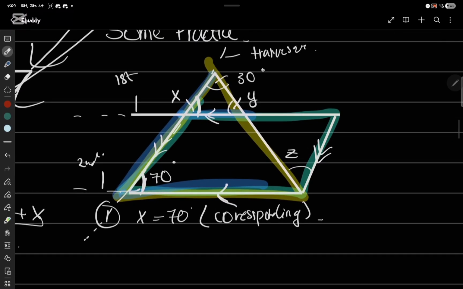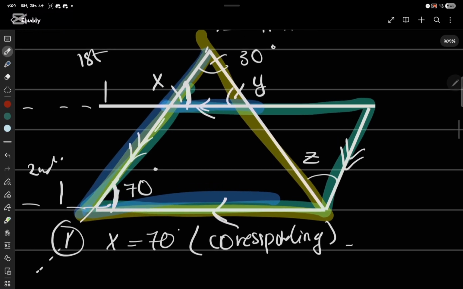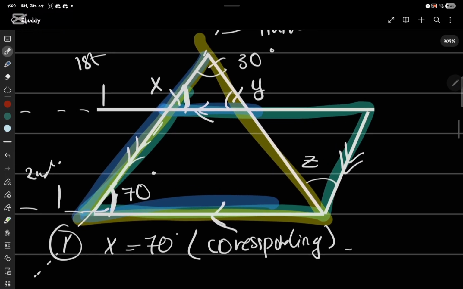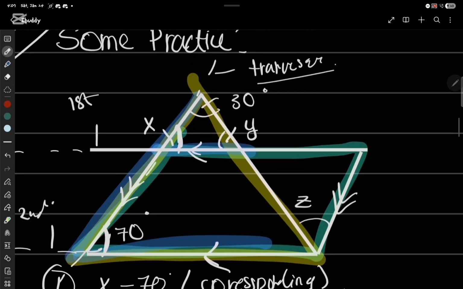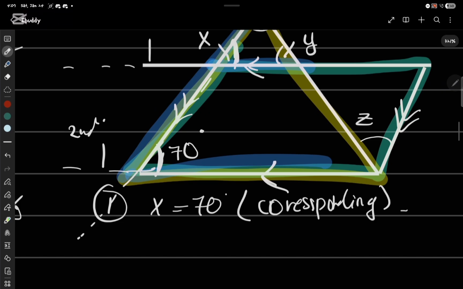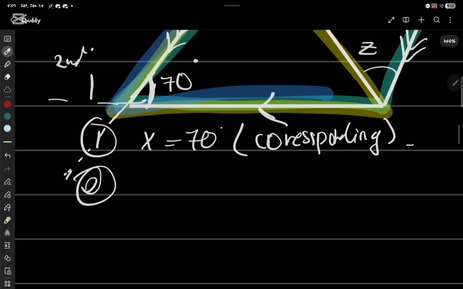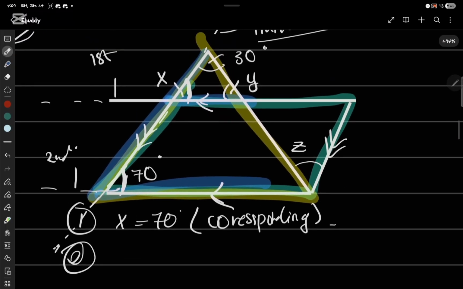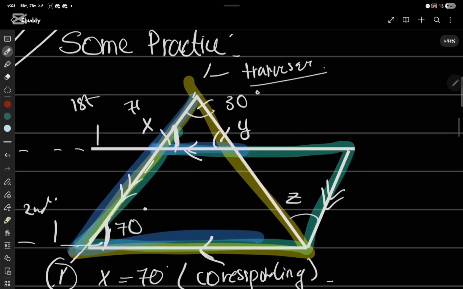Okay, they're both, this one is above the first parallel line, and it intersects with the transversal. This one is also above the parallel line and also hits the transversal, hence they're corresponding, right? Okay, you have Z equals 70 degrees.